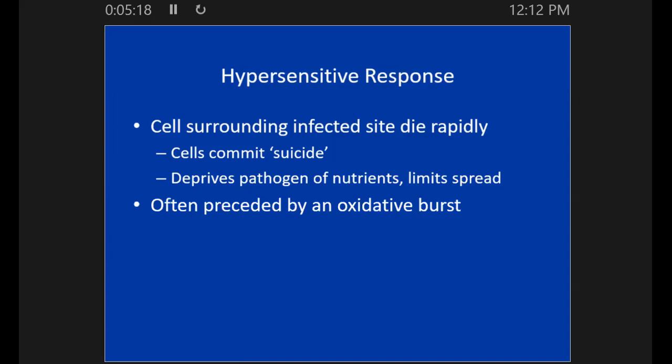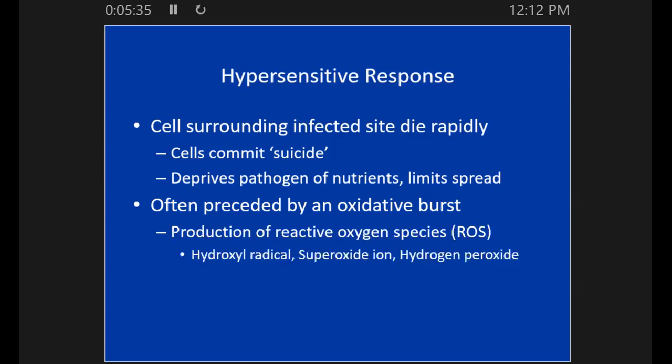And so when they see the hypersensitive response, it often comes right after this oxidative burst with the reactive oxygen species playing a role in that. And so they've tracked it. They often see a hydroxyl radical, the amount of that spikes in concentration, or the superoxide ion or hydrogen peroxide. And so that is one thing that tends to happen.